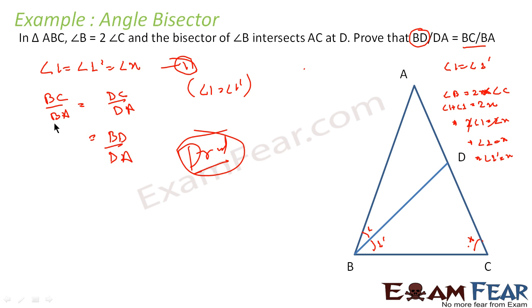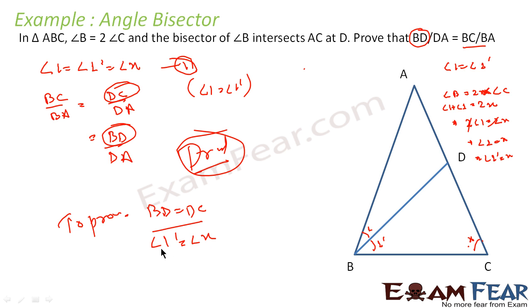See, if you go by the reverse engineering method also, BC by BA is equal to DC by DA. The question says it has to be BD by DA. So instead of DC, it has to be BD. So we have to prove that BD is equal to DC. To prove BD is equal to DC, we have to prove that angle 1 dash is equal to angle x. Since angle 1 is equal to 1 dash, I can say that angle 1 is equal to 1 dash equal to angle x. We can prove this, and that's what we have proved here.